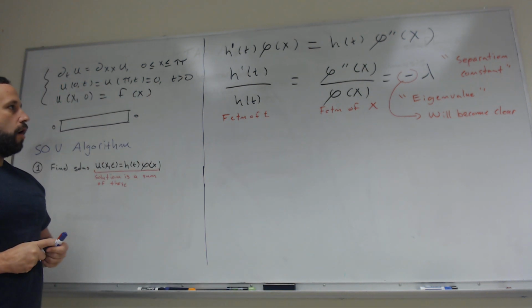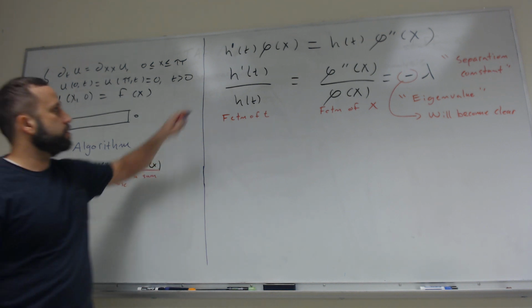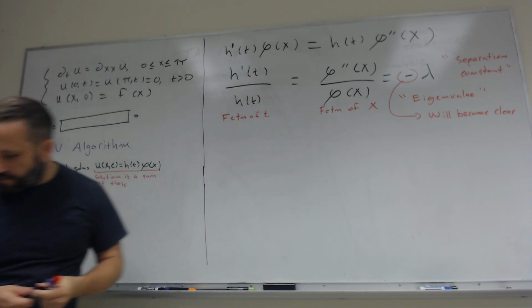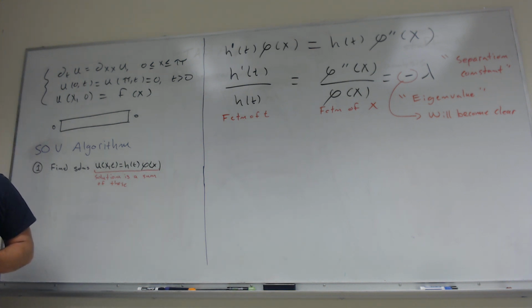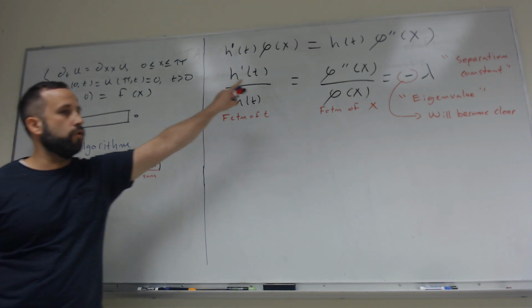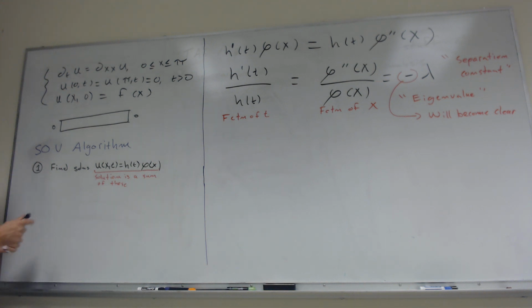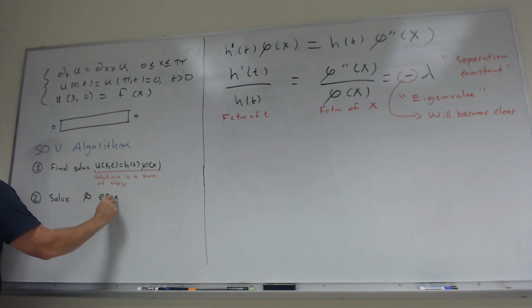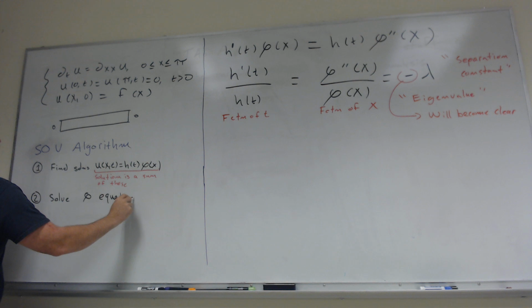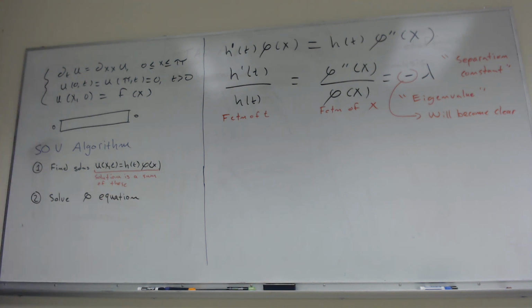All right, so now I've got two ODEs. I have an ODE for h, and I have an ODE for phi. Step 2 is basically going to be to solve the equation for phi. This is like the answer to question 2 in the notes. So solve the phi equation.